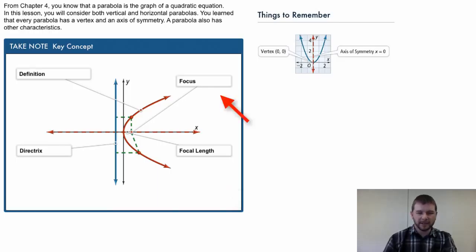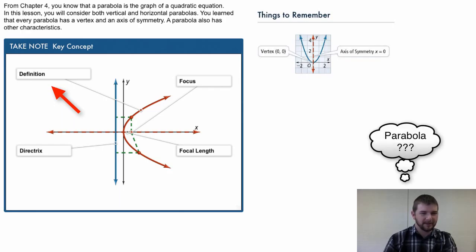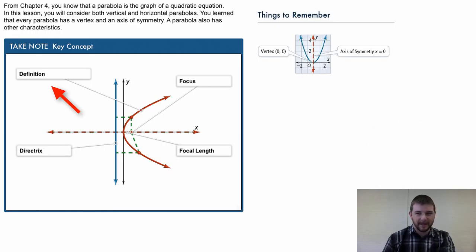Note we have the focus labeled, the focus being that point inside the parabola, the focal length being the distance from the vertex of the parabola to its focus, the directrix, the blue line, a vertical line in this case, on the opposite side of the parabola from its focus, and definition. I'm thinking that's a typo. Perhaps that should be replaced with parabola, but I'll take the liberty to fix that for the folks at the textbook manufacturing company. There we go.